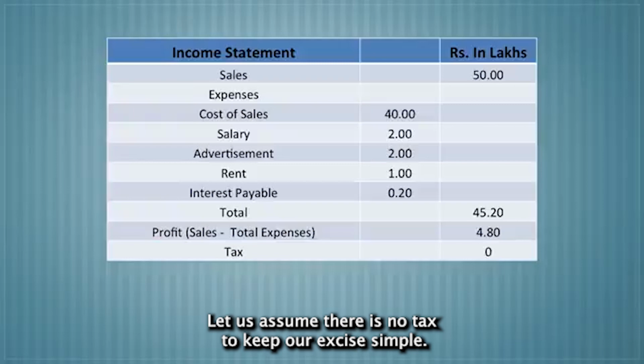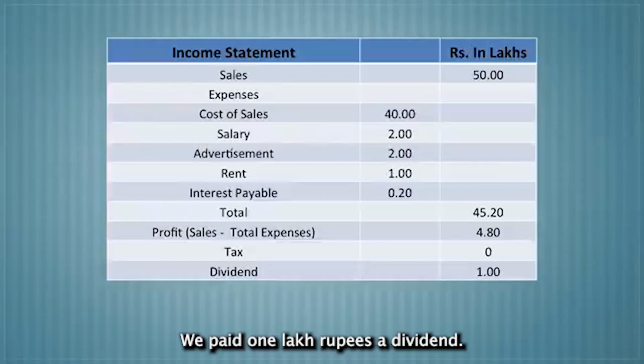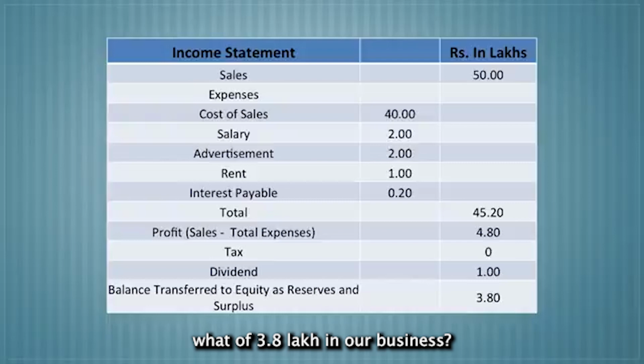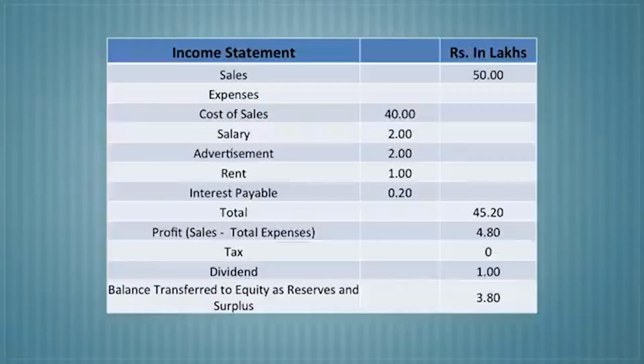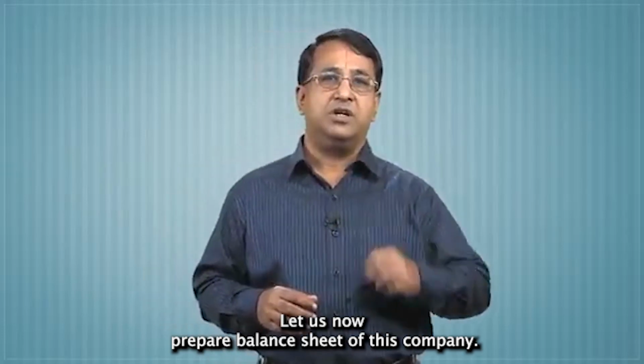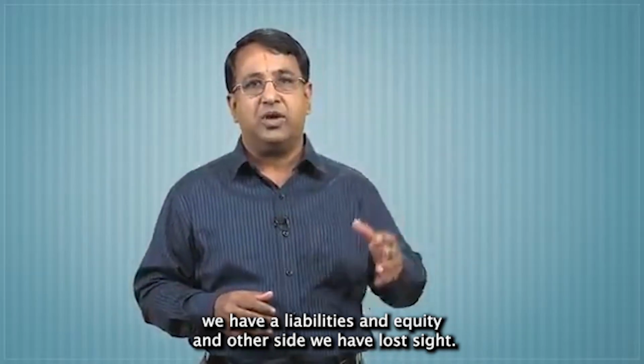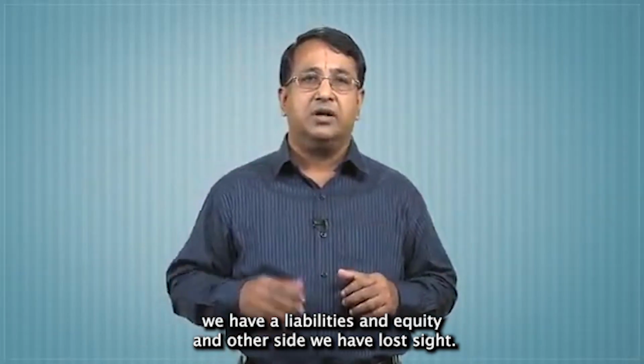Let us assume there is no tax to keep our exercise simple. We paid 1 lakh rupee as a dividend. If we deduct the dividend, we retain profit worth 3.8 lakh in our business. This is called reserves and surplus. Let us now prepare the balance sheet of this company. Balance sheet has two sides. On the one side we have liabilities and equity, and on the other side we have assets.